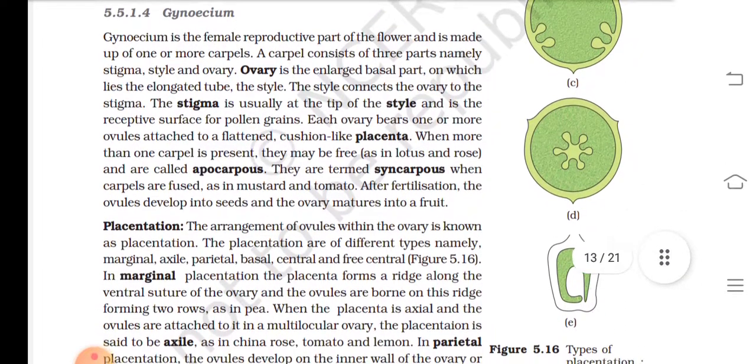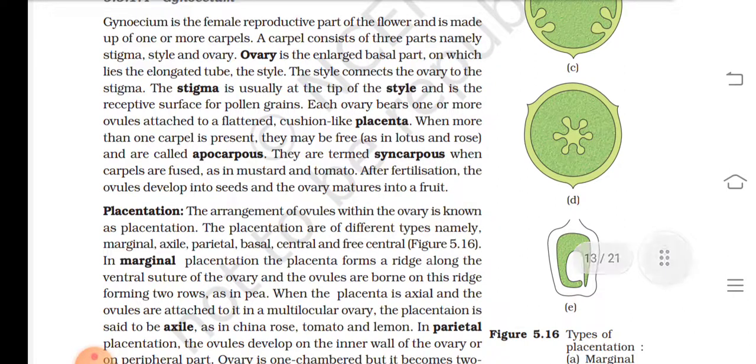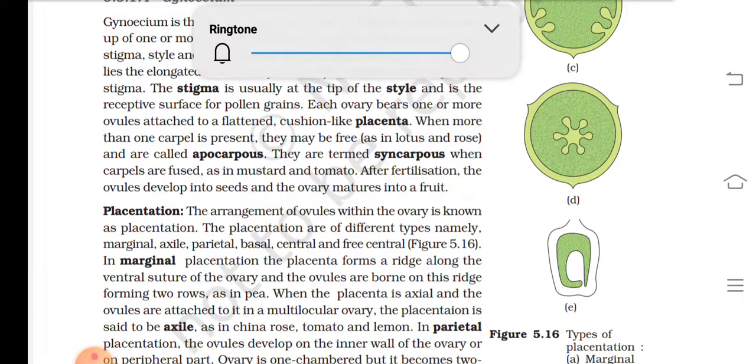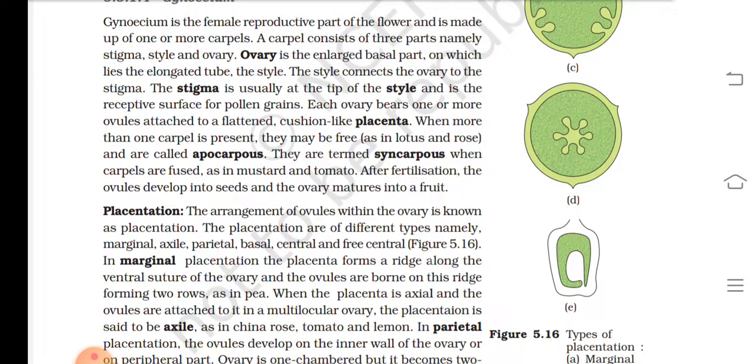5.51.4 Gynoecium. Gynoecium is the female reproductive part of the flower and is made up of one or more carpels. A carpel consists of three parts, namely stigma, style, ovary. Ovary is the enlarged basal part on which lies the elongated tube, the style. The style connects the ovary to the stigma. The stigma is usually at the tip of the style and it is the receptive surface for pollen grain.